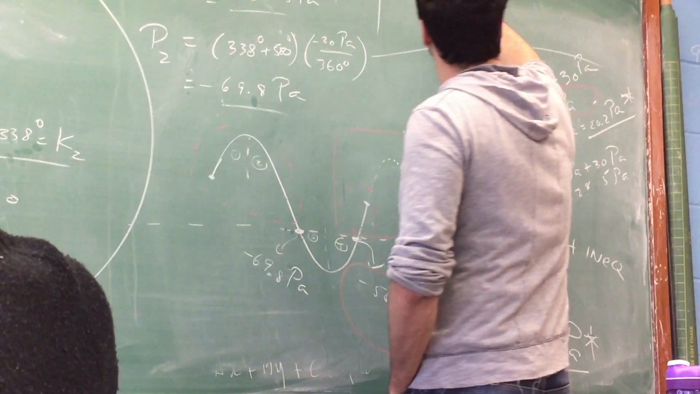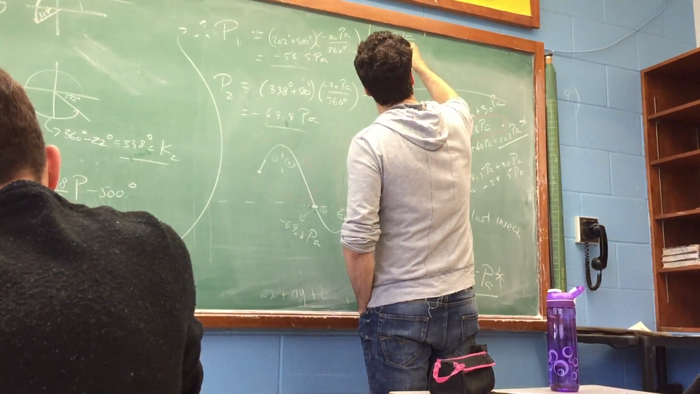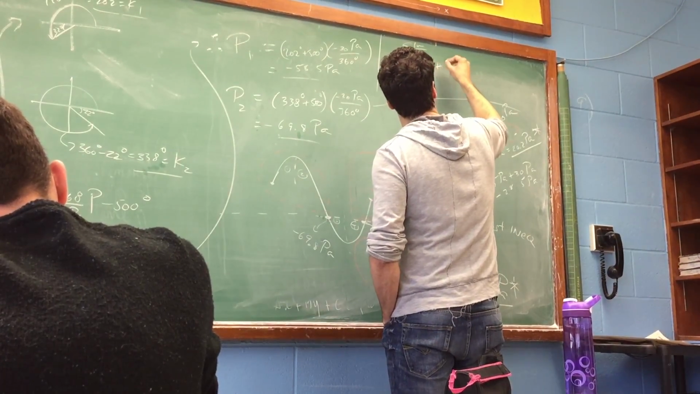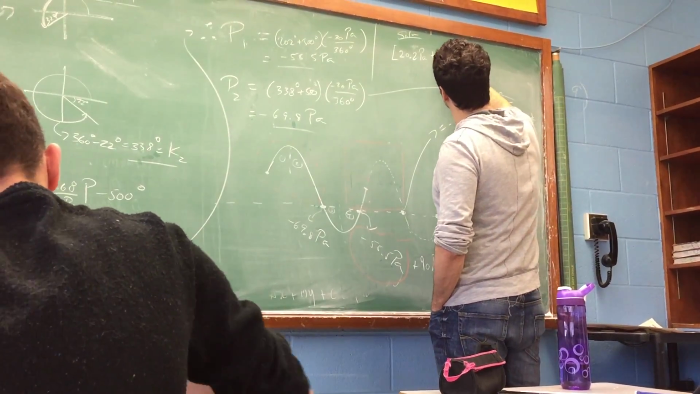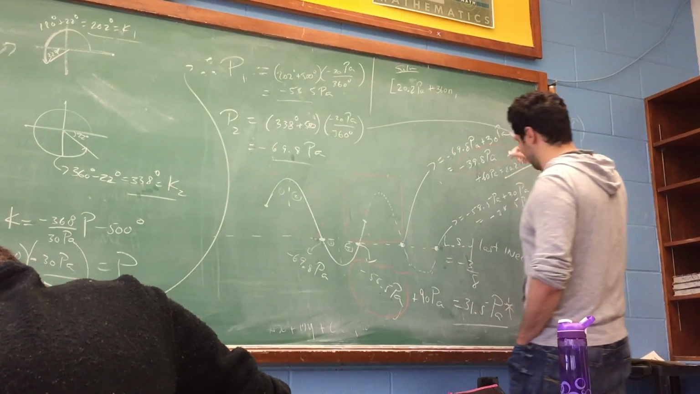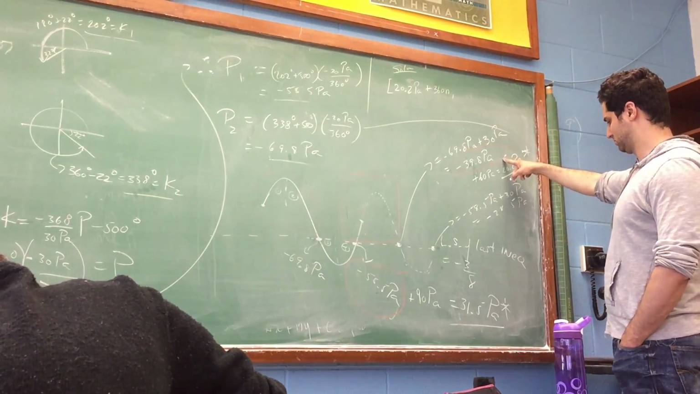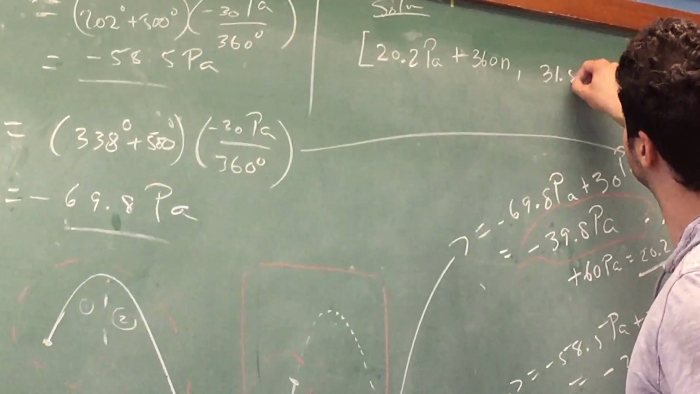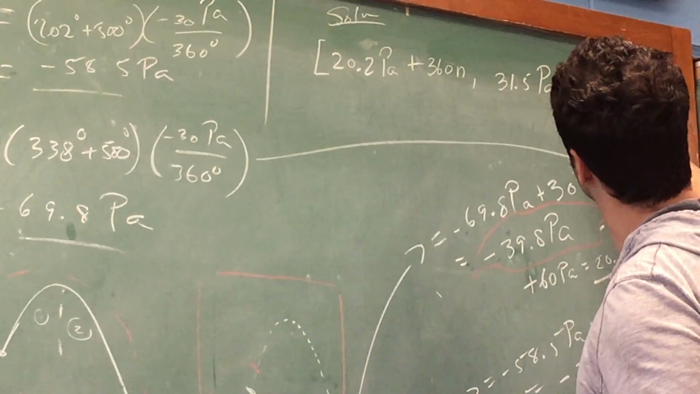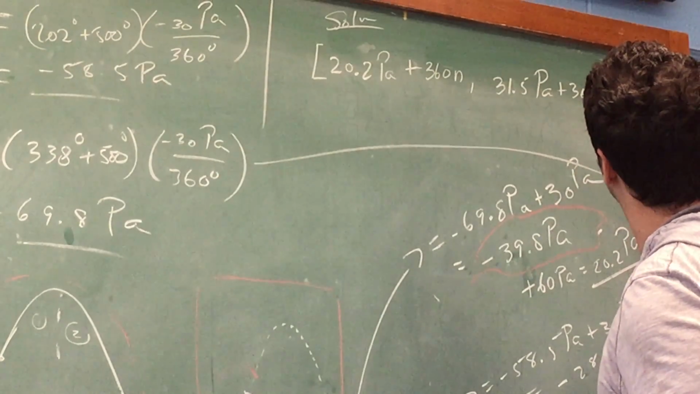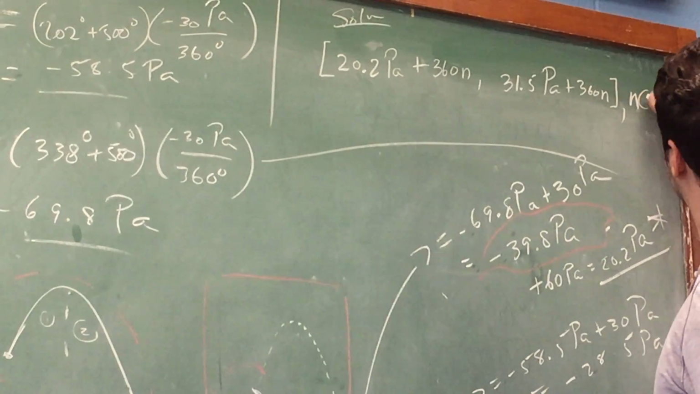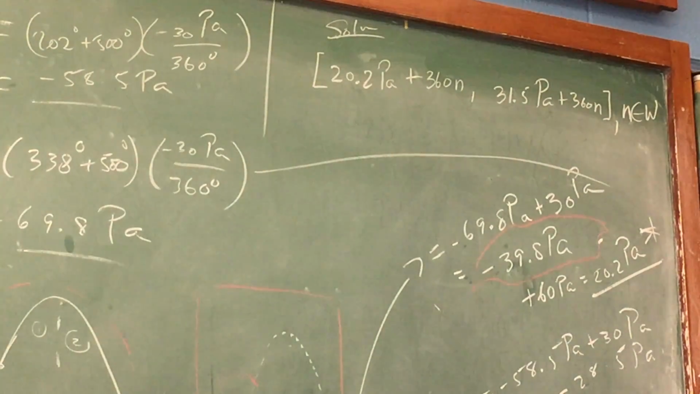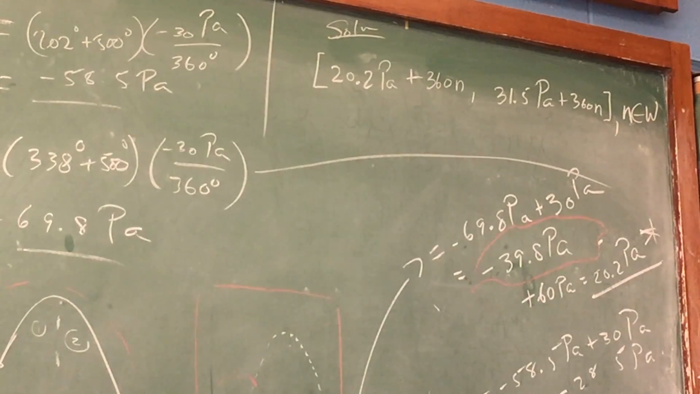20.2 Pascals plus 360 N, comma, where's the other one? 31.5 plus 360 N, where N is a whole number. Why didn't I pick integer? Yeah, you made the same mistake as you did yesterday. No, I did not. It's supposed to be 1.5 to 20.2.